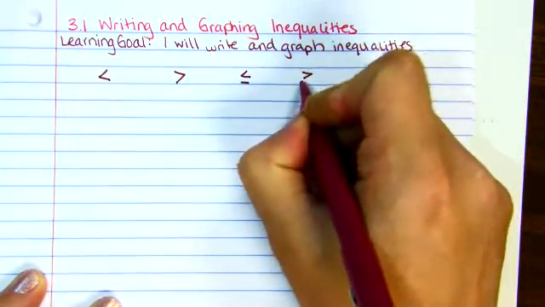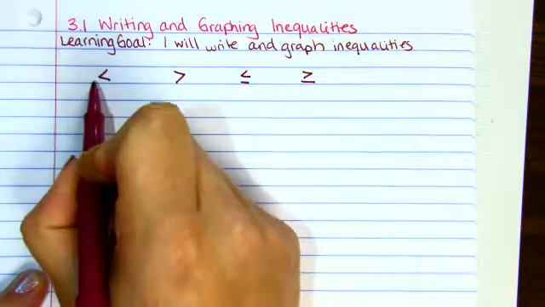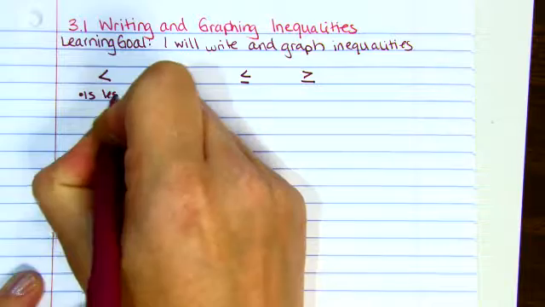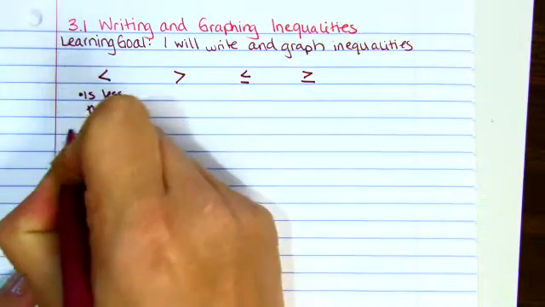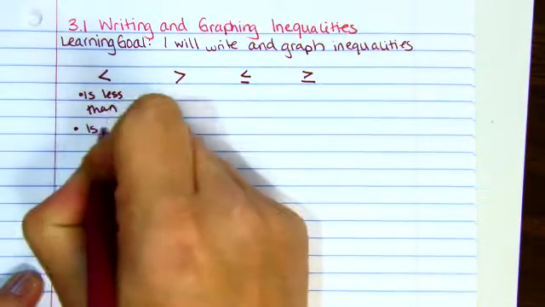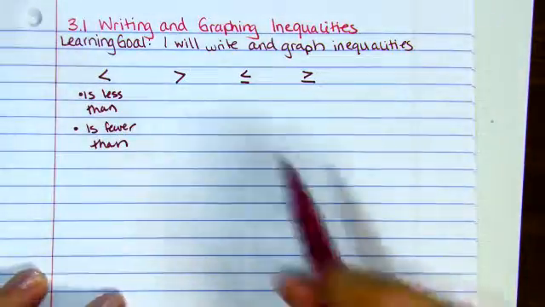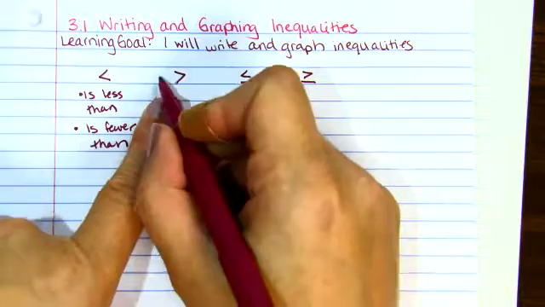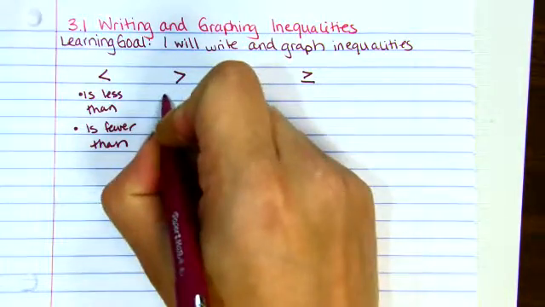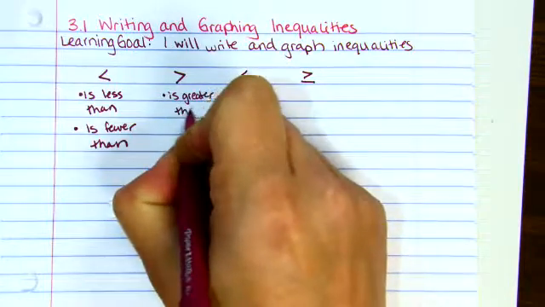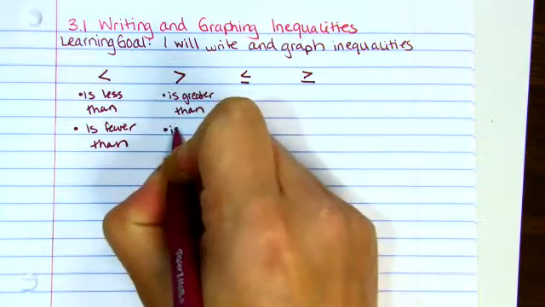that look like this. So this would be saying is less than, or another way of saying that is fewer than. For our greater than, we have greater than. We also have is more than.